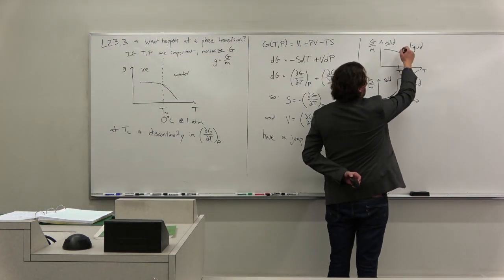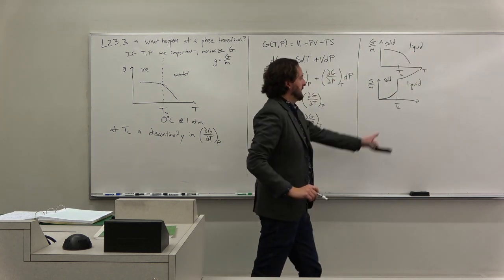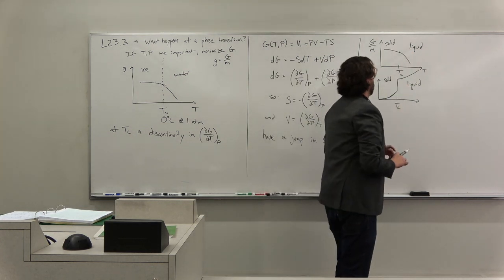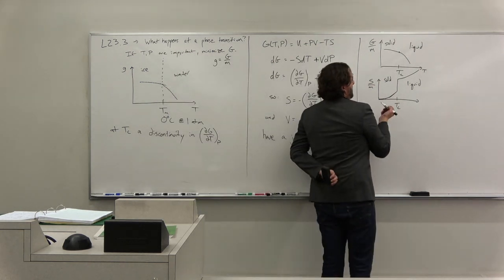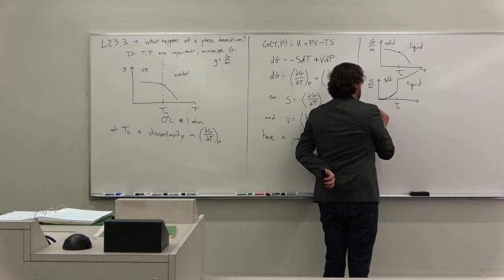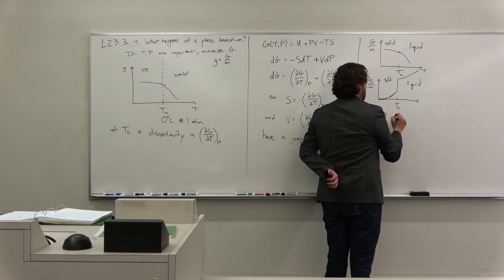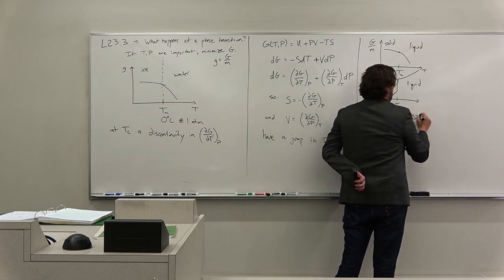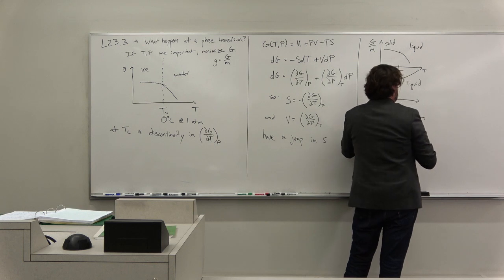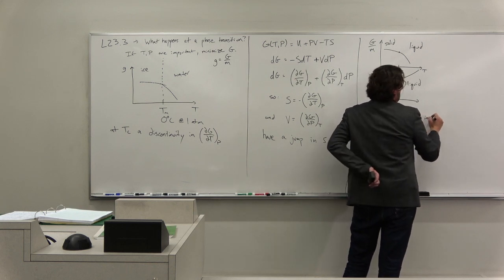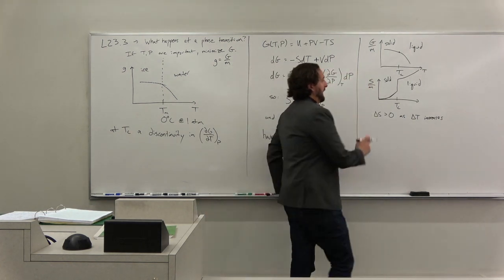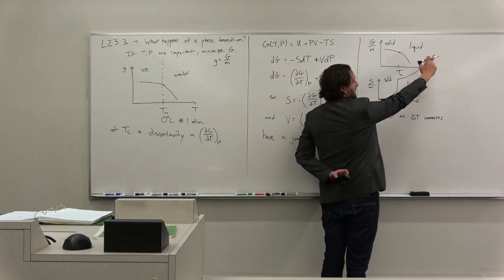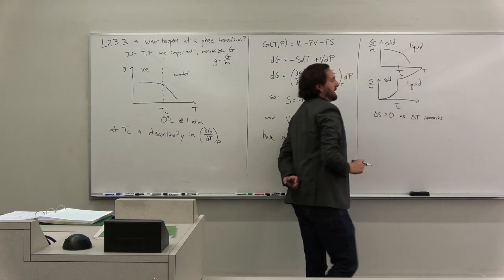Right, there's a kink here. And so there's a discontinuity, a jump in the entropy. So you can see some of these things have to make sense. If delta S is positive as T increases, that makes sense, right? We have to have that the entropy is going to increase as we increase in temperature, or decrease as we decrease in temperature.